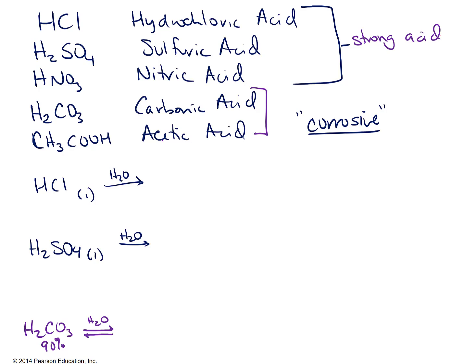So with these ones, you've got the H out front. That's always a good clue that it's an acid because hydrogen is the first element in the list. But the other 2, carbonic acid and acetic acid, these are called weak acids.